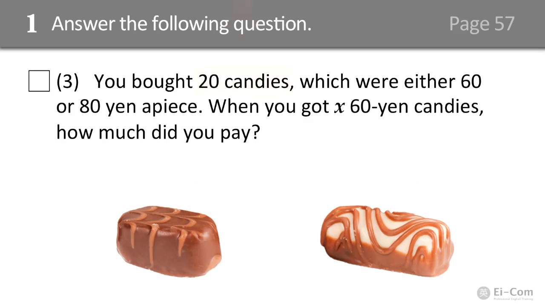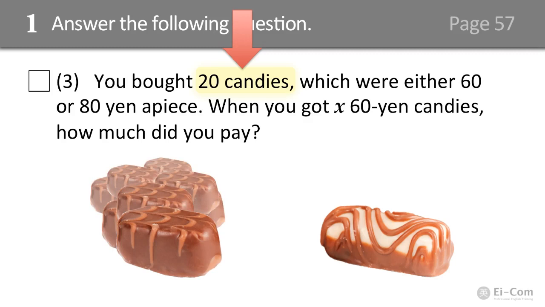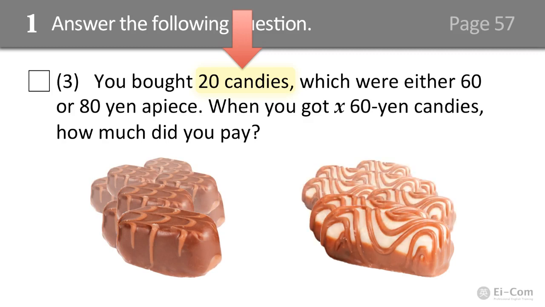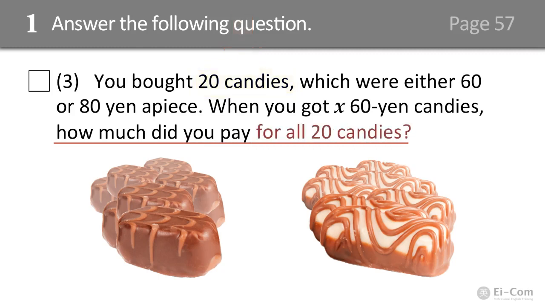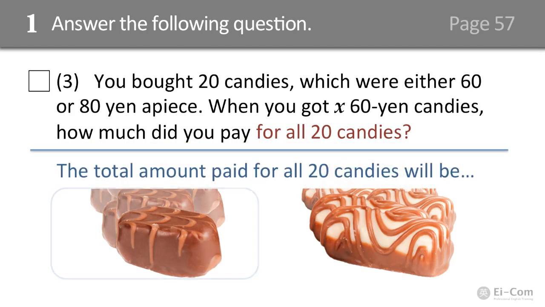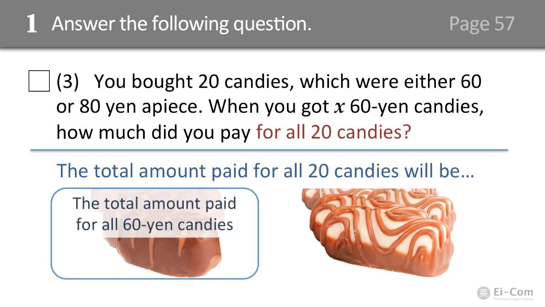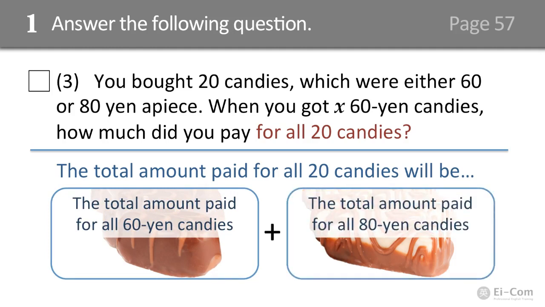The question says that you bought 20 candies. This means that you bought some number of 60 yen candies and some number of 80 yen candies. So, when it asks, how much did you pay, it means, how much did you pay for all 20 candies? The total amount paid for all 20 candies will be the total amount paid for all 60 yen candies plus the total amount paid for all 80 yen candies.